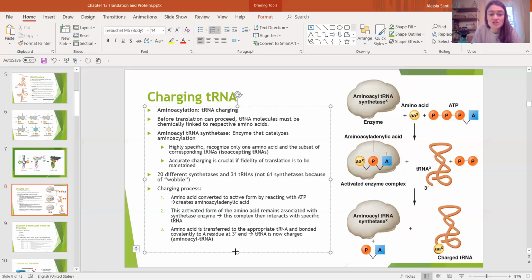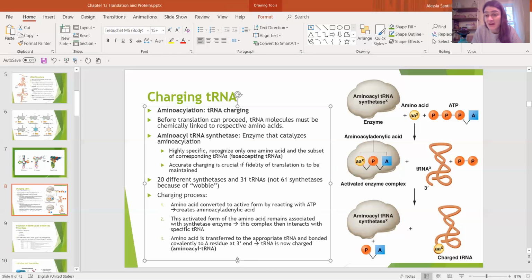So the charging process, as you can imagine, requires a lot of energy. So it is basically spurred on by the use of ATP. So we have our amino acid, as you can see here, and then ATP. The amino acid is converted to its active form by reacting with ATP, and this creates aminoacyl adenylate. So basically the adenine and one phosphate gets added to the amino acid, and then we release 2 phosphates. And that release of those 2 phosphates, a pyrophosphate, basically powers us through the reaction.